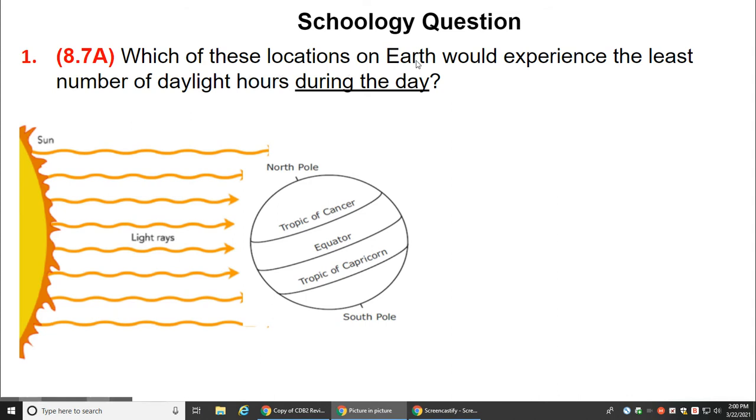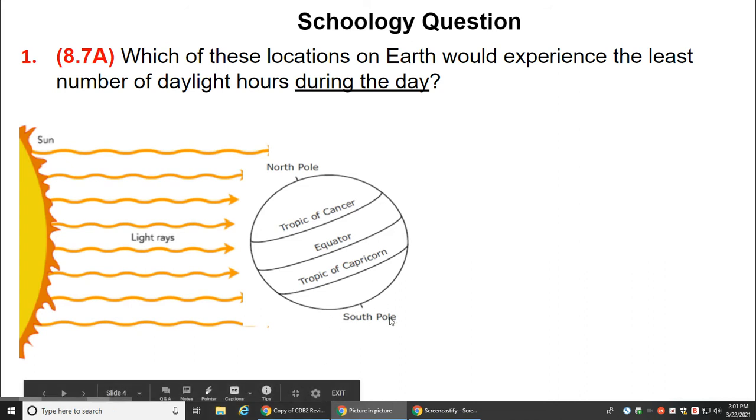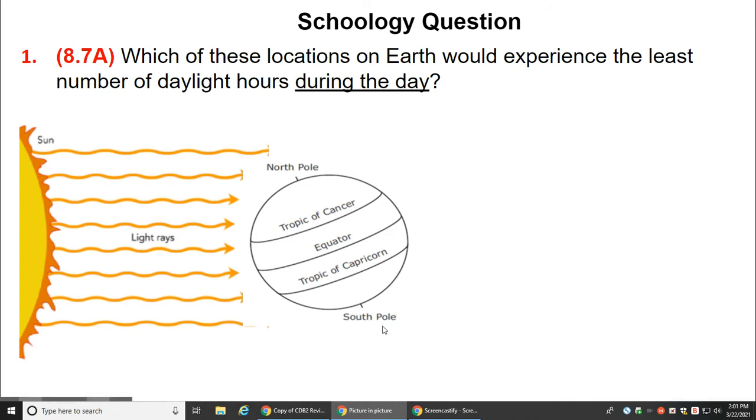Which of these locations on Earth would experience the least number of daylight hours during the day? So it's day. So we would say, given here, the South Pole would be receiving the least amount of daylight hours because they're having winter. They're tilted away from the sun, where the North Pole would get more direct rays. So the answer is the South Pole, or Antarctica.